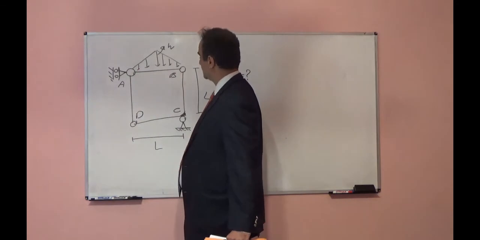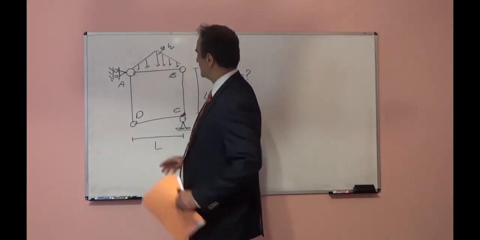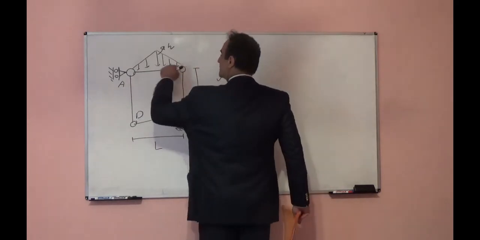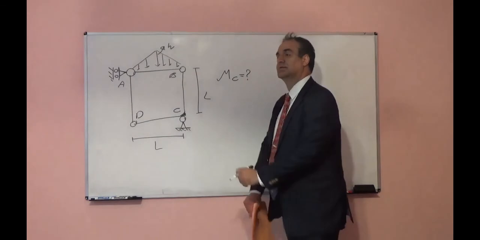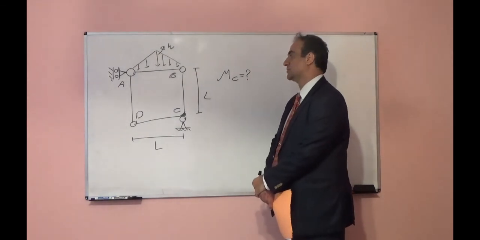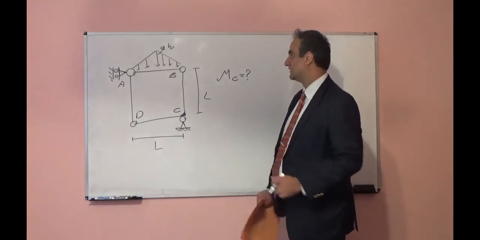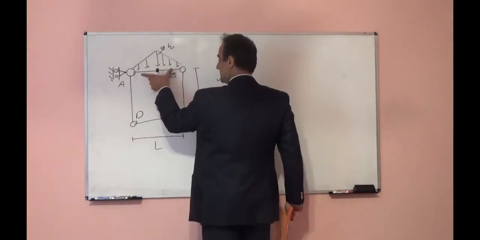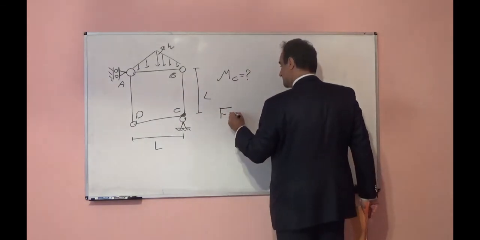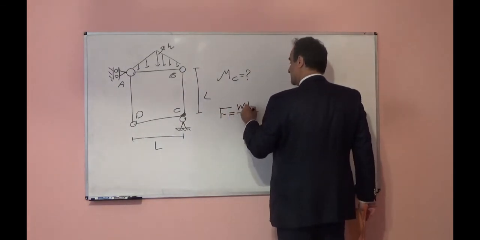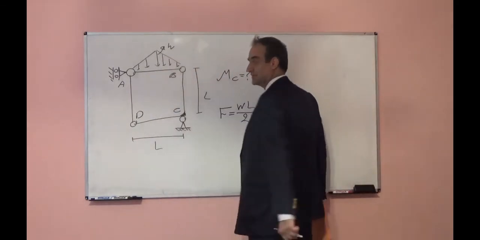AB part, what is happening? AB part is under this load. What is the external load? It is one triangle load. What is entire load? Area underneath of that triangle. Area underneath of that triangle will be W times L over 2. So entire load downward, it is W times L over 2, area underneath of this triangle.